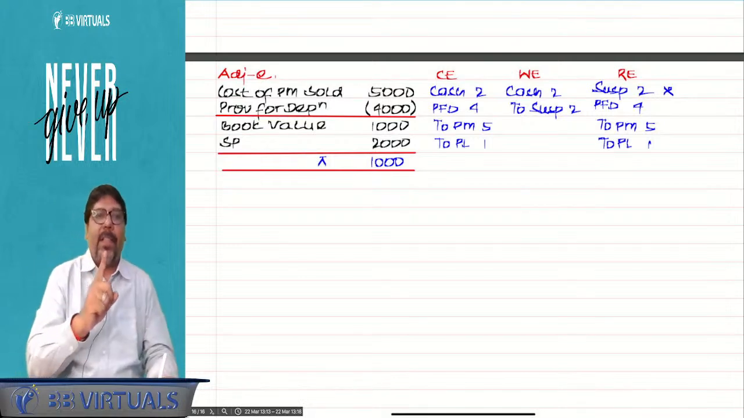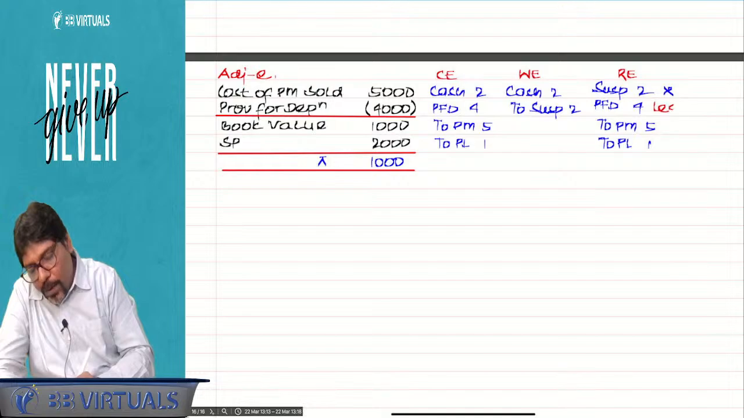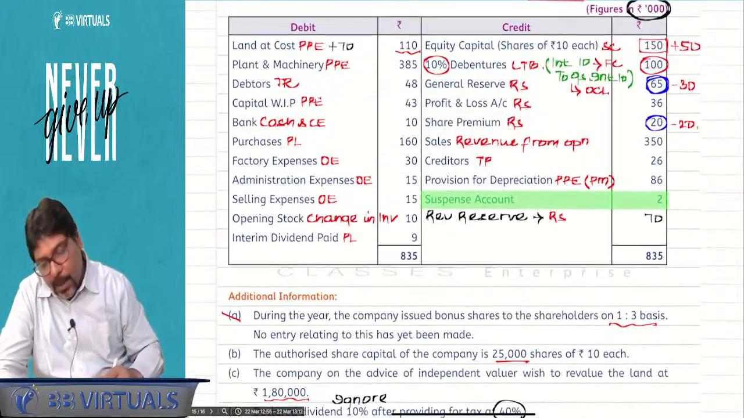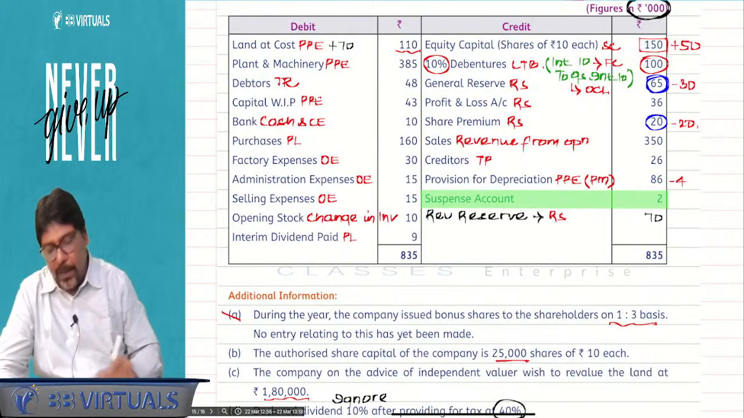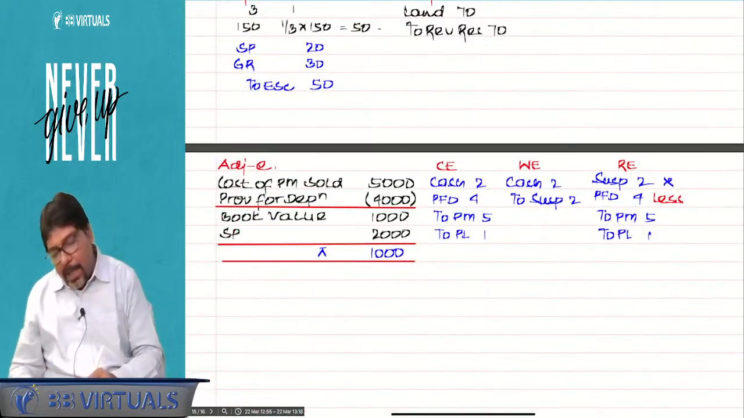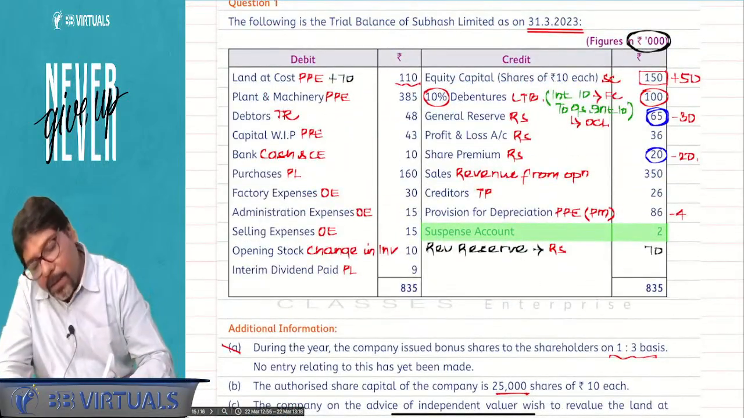Provision for depreciation is the credit balance. If you debit, it will decrease. So we'll subtract 4 from provision for depreciation. 86 minus 4 will become 82. Plant and machinery is credited, so we will subtract 5 from plant and machinery.